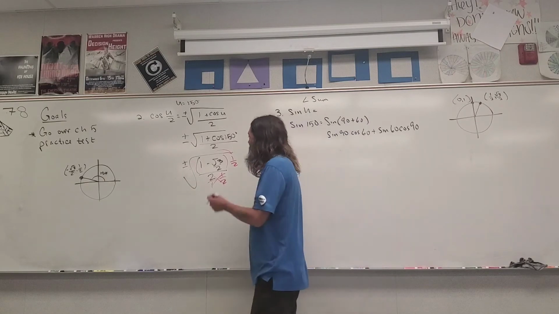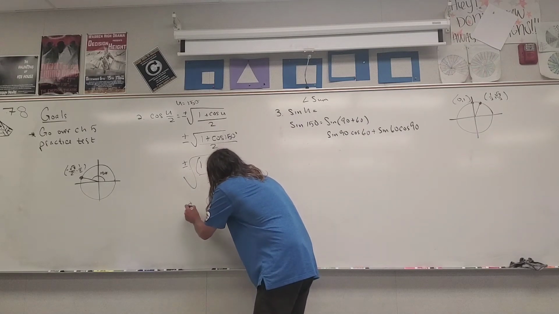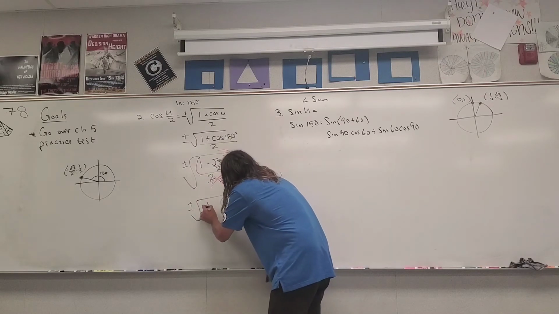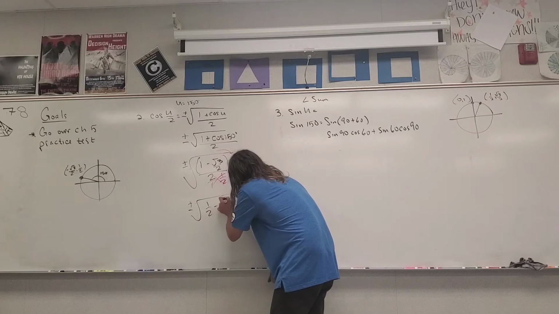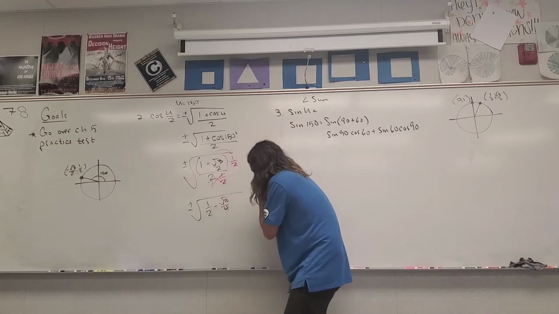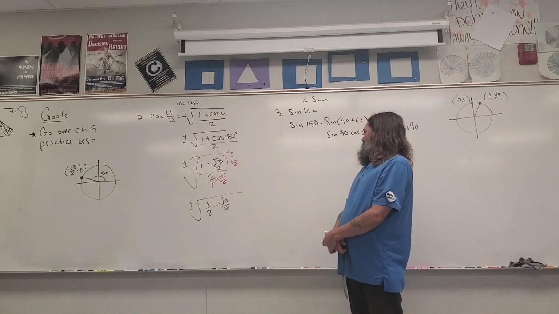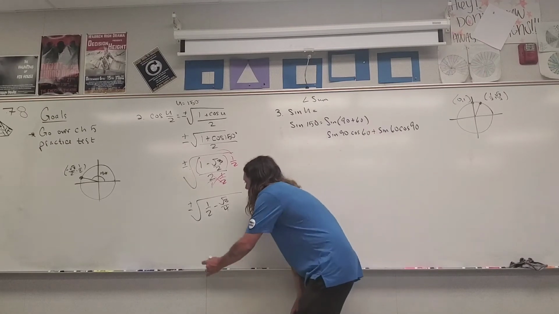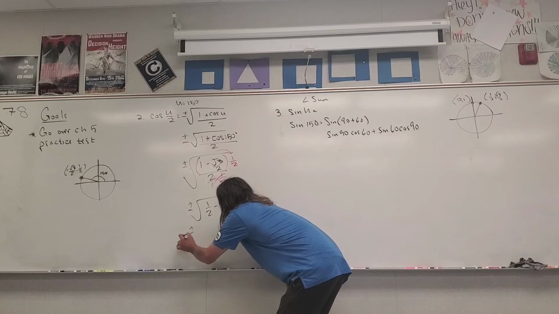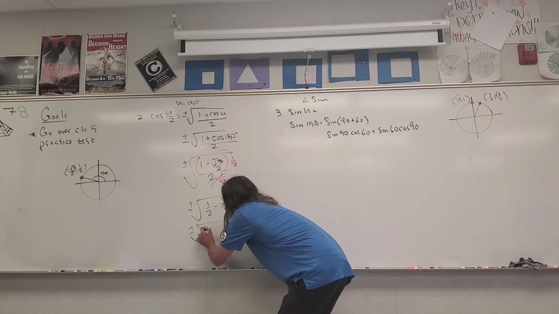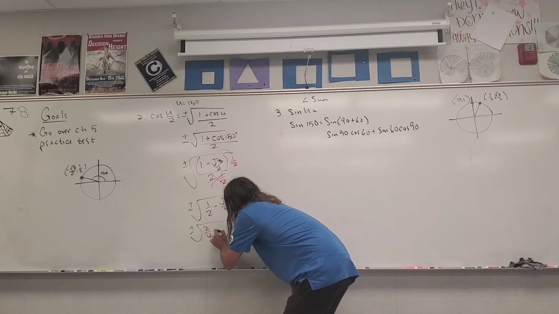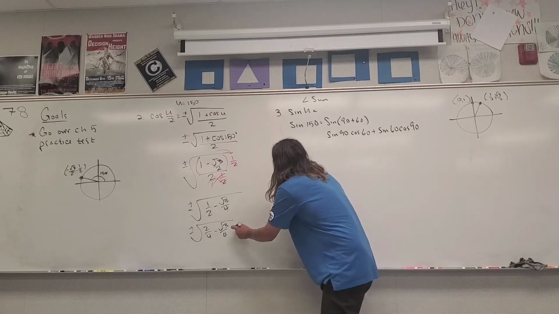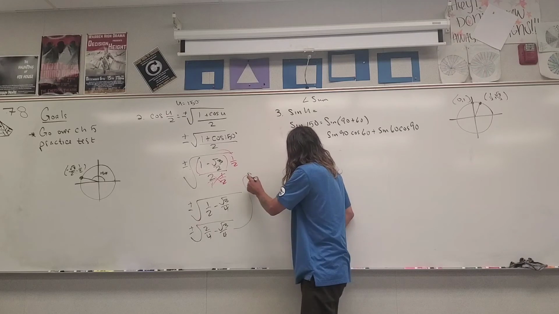But we'll see. All right, so we get plus or minus the square root of 1/2 minus the square root of 3 over 4. Well, I can actually add these fractions together. I can get plus or minus 2 over 4, which is 1/2, minus the square root of 3 over 4.